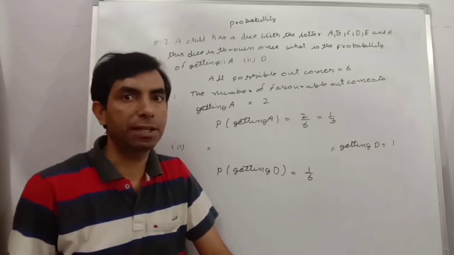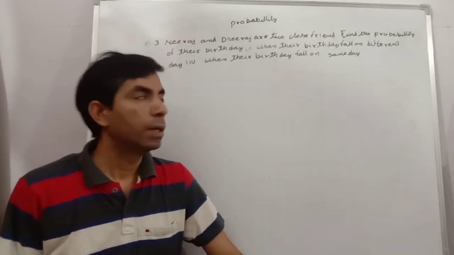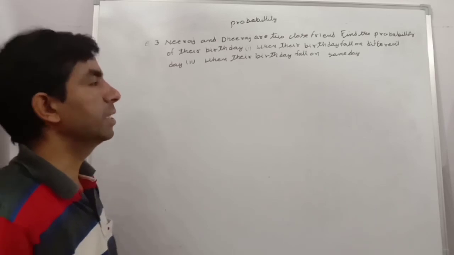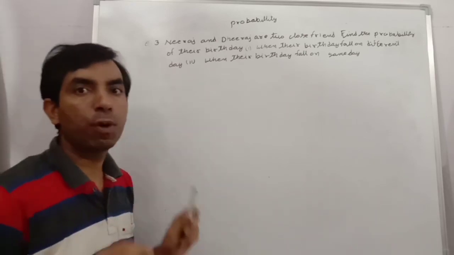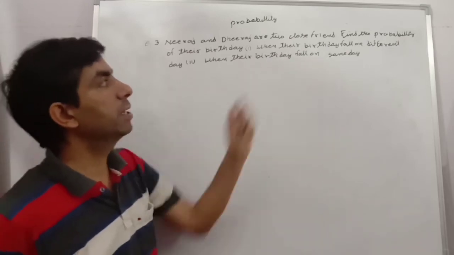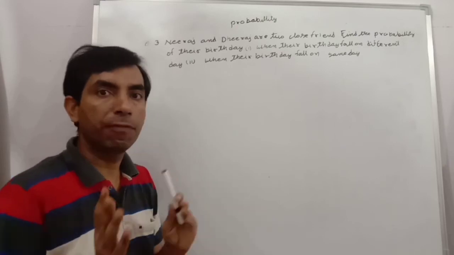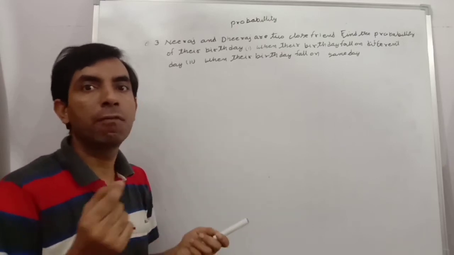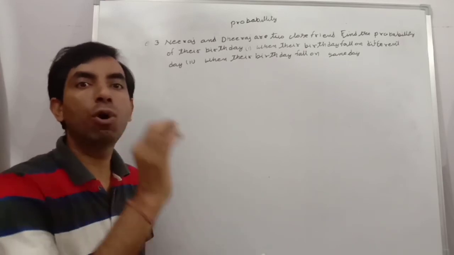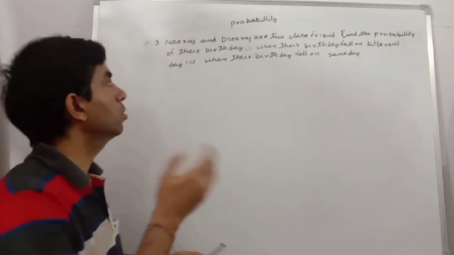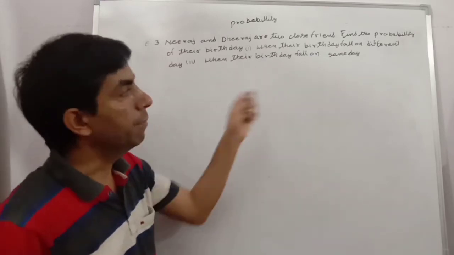So let's take another question in this way. Here we are given that Neeraj and Dheeraj are 2 friends. Find the probability when their birthdays fall on different days, meaning if one friend's birthday is on 1 January, then the other's is not on 1 January. And the second question is when their birthdays fall on the same day.